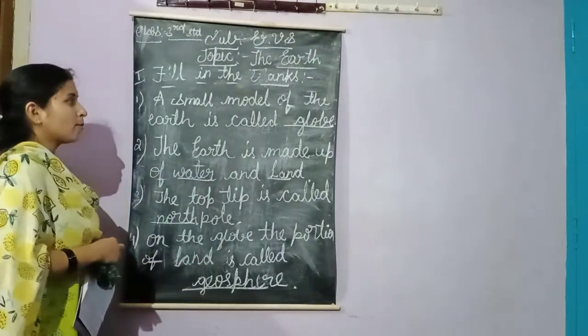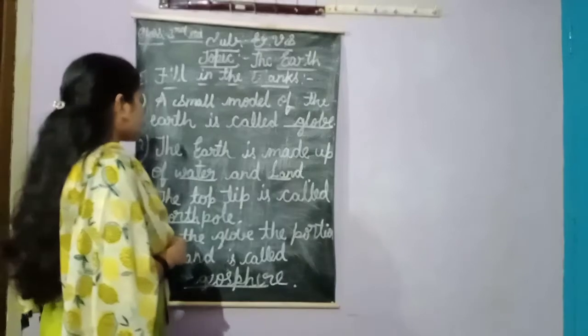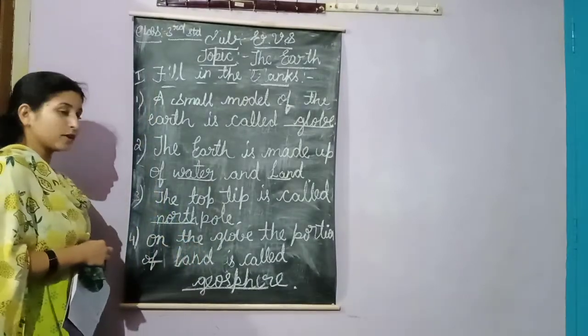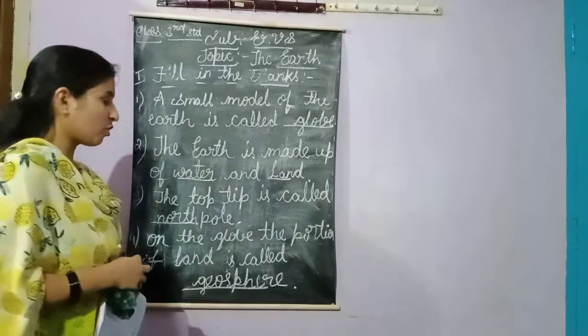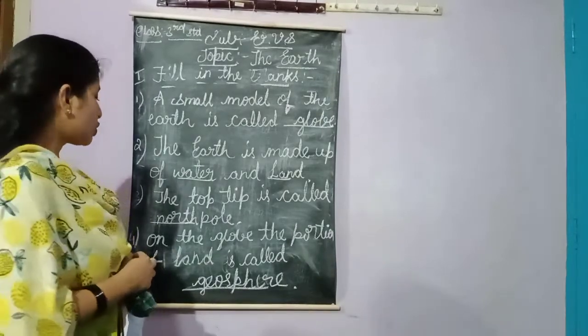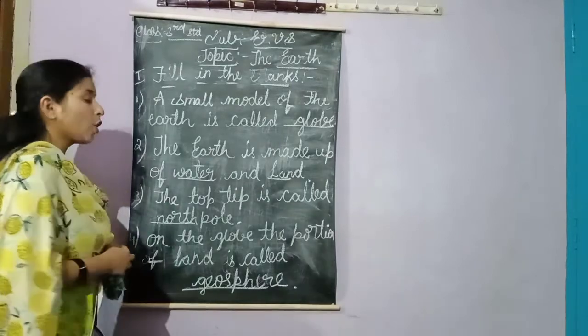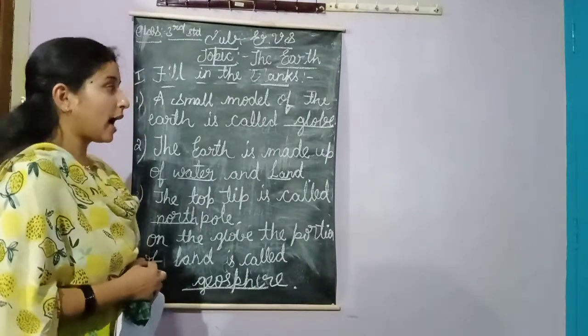The first one, small model of the earth, is called globe. The second one, the earth is made up of water and land. The top tip is called North Pole. The bottom tip is called South Pole. On the globe, the portion of land is called geosphere. On the globe, the portion of water is called hydrosphere.